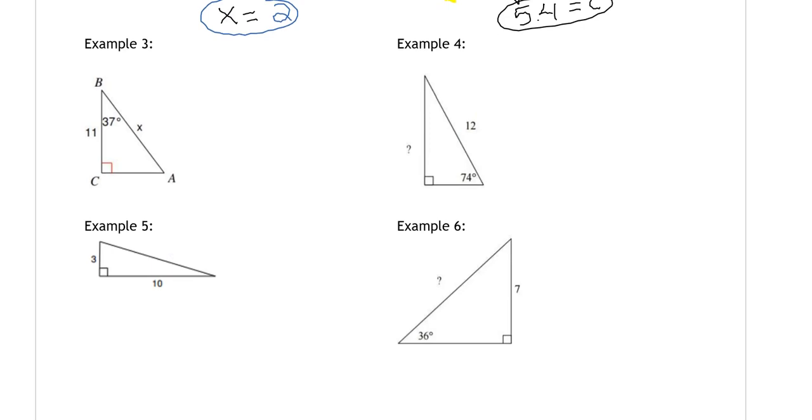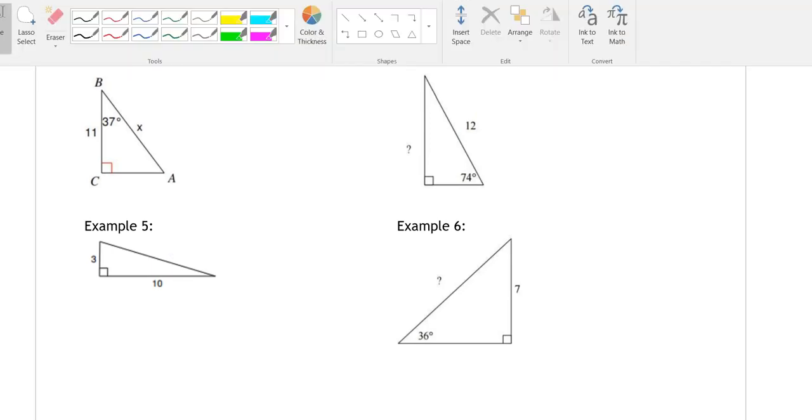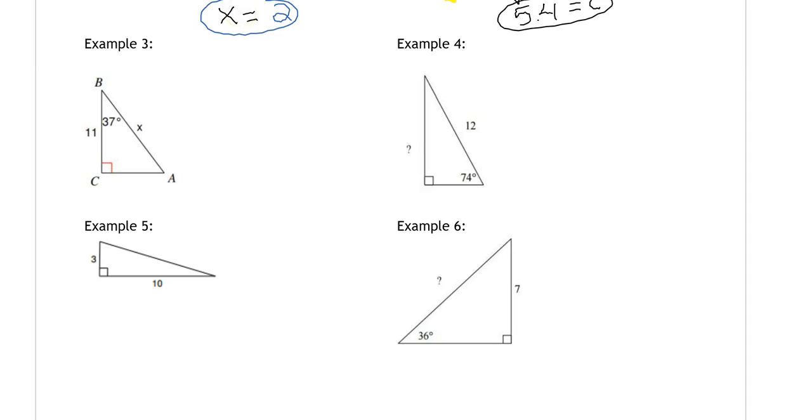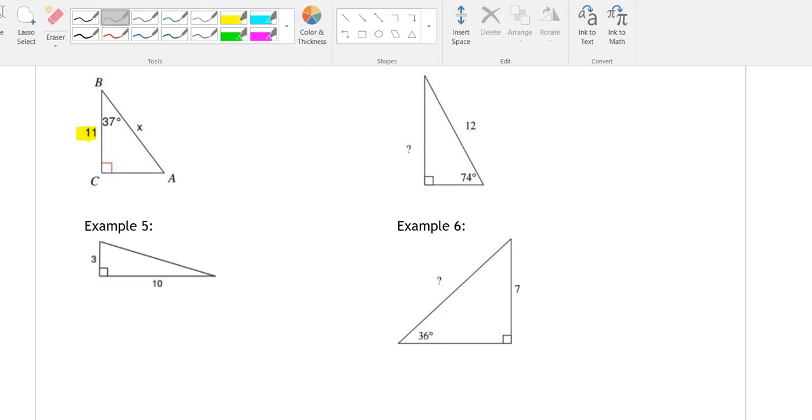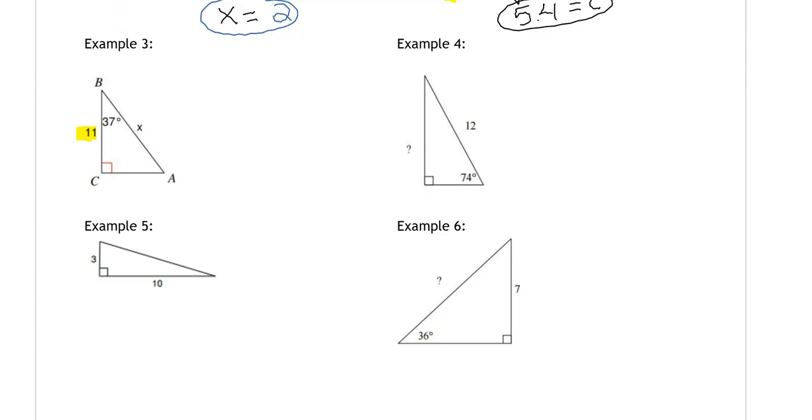All right, looking at example 3, I have just one side that I know, right? So for this one, again, this is a trig ratio problem. So here's my angle. I have my hypotenuse, the opposite side, and my adjacent side. What do I have to use? I have to use the number, and I have to use the variable.